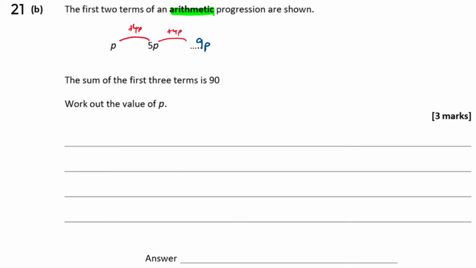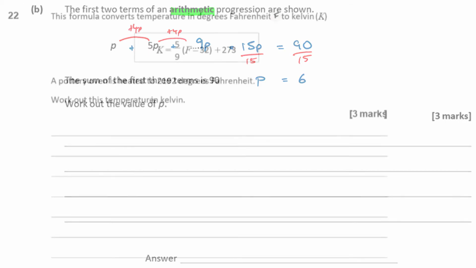So the sum of the first 3 terms is going to be p plus 5p plus 9p. P plus 5p is 6p, plus 9p is 15p, and we're told that is equal to 90. So if 15p is 90, divide both sides by 15 and it will tell me what p is. P is equal to 90 divided by 15. 15, 30, it goes 6 times. P is 6.